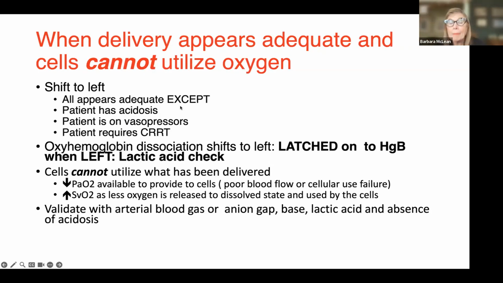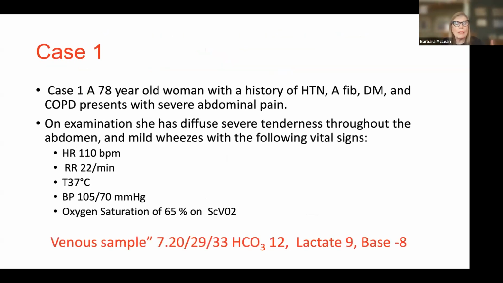That's a really important thing, because delivery appears adequate, since ScvO2 seems normal, but the patient has acidosis, he's on vasopressors, he's on CRT, he's latching on to hemoglobin, but his cells can't utilize the oxygen that's been delivered. PaO2 is down, SvO2 is up, not utilizing oxygen. He's using the dissolved state, but he's not releasing his oxygen because his blood isn't flowing past the capillaries. Again, you've got to validate this with a blood gas, either arterial or venous, an anion gap, base deficit, lactic acid. Always.